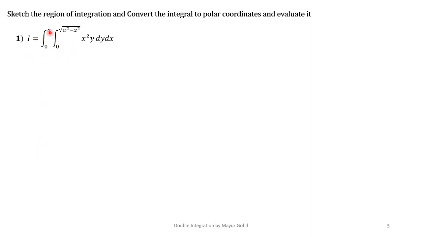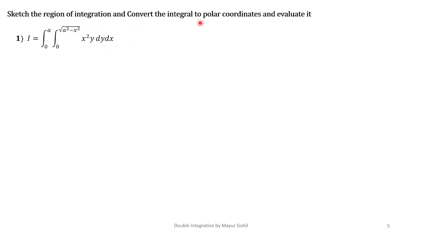Here we see that the outer integral is from 0 to a, and the inner integral is from 0 to square root of a square minus x square, and the function given is x square y, and the order of integration is dy dx.